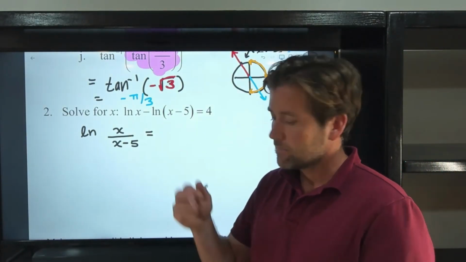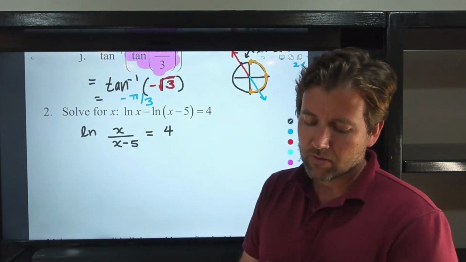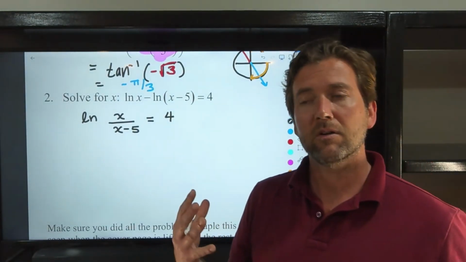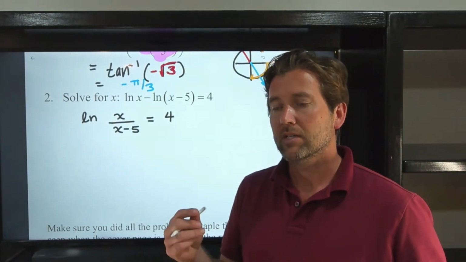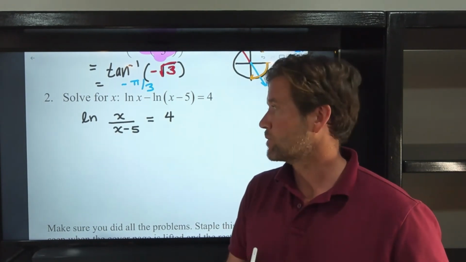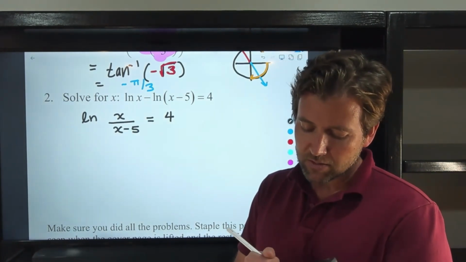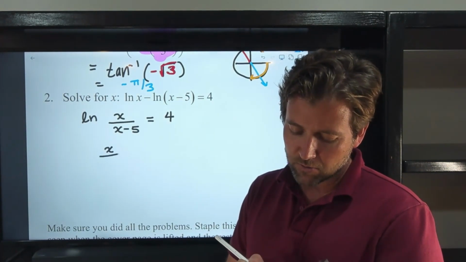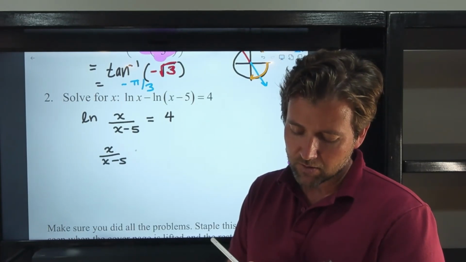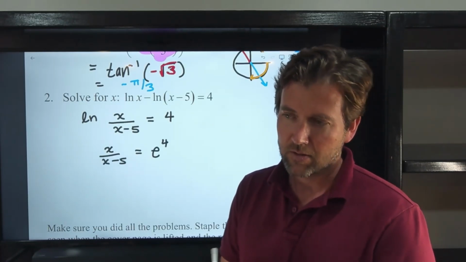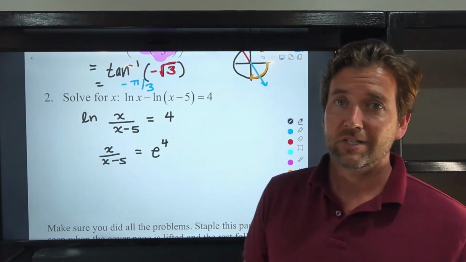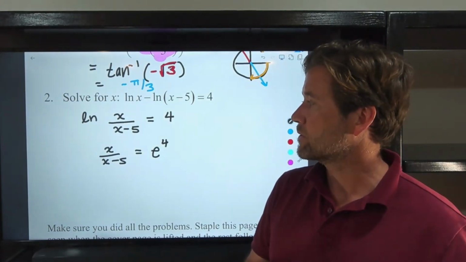Now I'm going to keep this right side 4. The natural log function's inverse is an exponential function with base e. So I'm going to take base e on both sides, and I get x over x minus 5 equals e to the 4th. Now the rest of this is actually algebra 1. That's kind of what we're stumbling with right now.